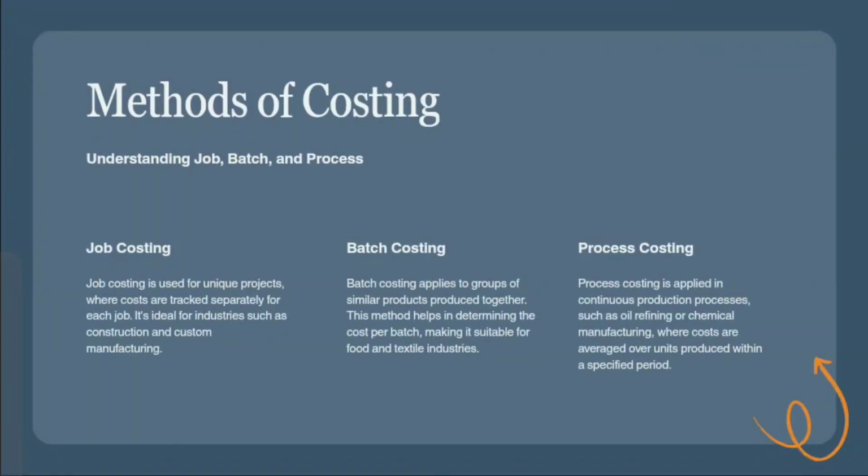Methods of costing. Depending on the type of industry, companies use different costing methods. First, job costing, used when products are made for a specific customer order. Examples: construction, repair works, custom furniture. Batch costing, used when products are produced in batches, common in food processing industries and bakery items. Process costing, used for continuous production like chemical manufacturing, cement, oil refining, and paper mills. Industrial engineers choose the appropriate costing method based on the nature of manufacturing.